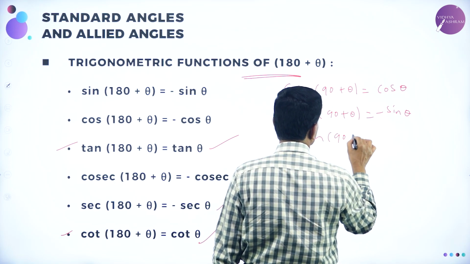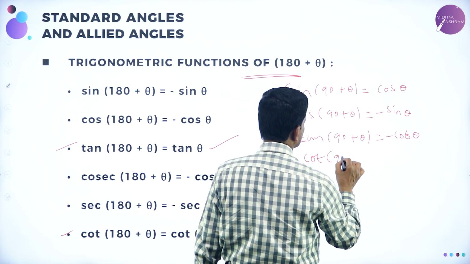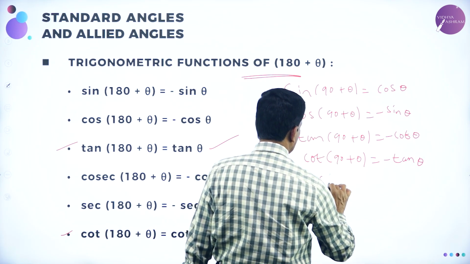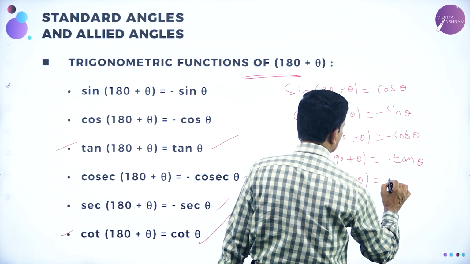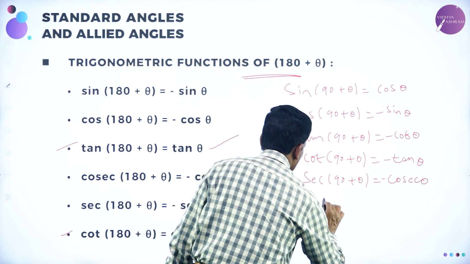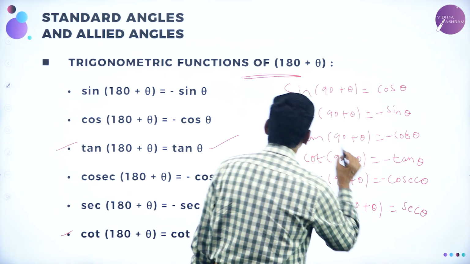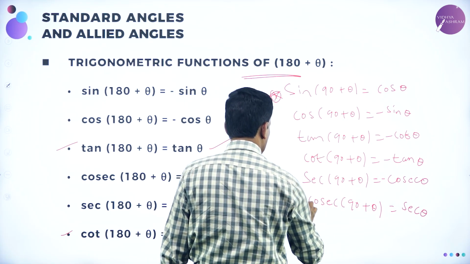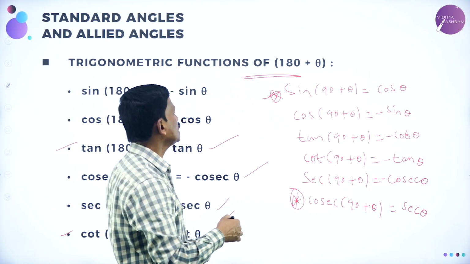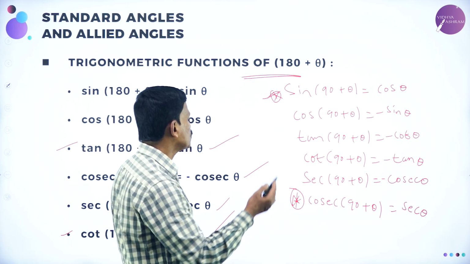Tan 90 plus theta is equal to minus cot theta. Cot 90 plus theta is equal to minus tan theta. Secant 90 plus theta is equal to minus cosecant theta. And the last one, cosecant 90 plus theta, is equal to plus secant theta. See, the first one as well as the last one, sin 90 plus theta is plus cos theta, cosecant 90 plus theta is plus secant theta, and the remaining are all negative. That's it.